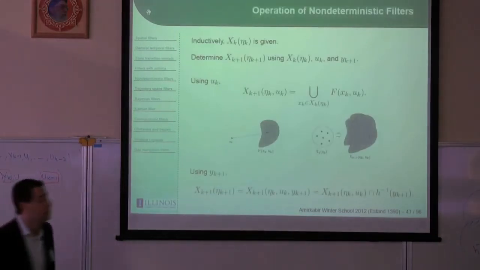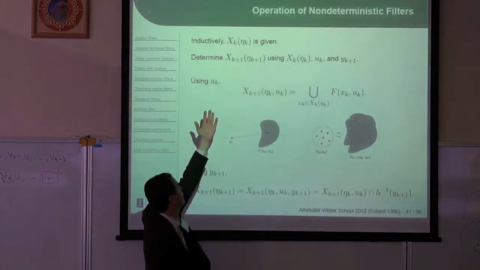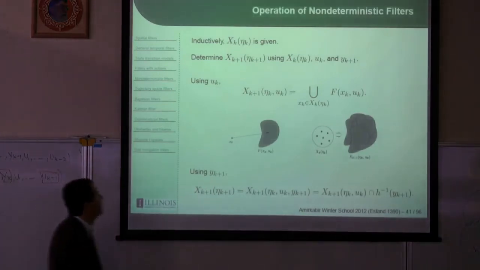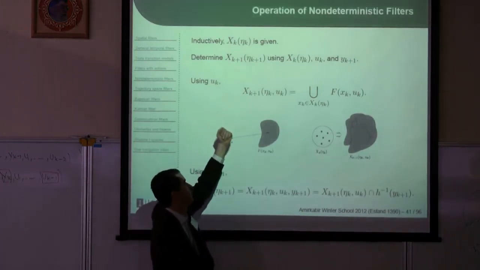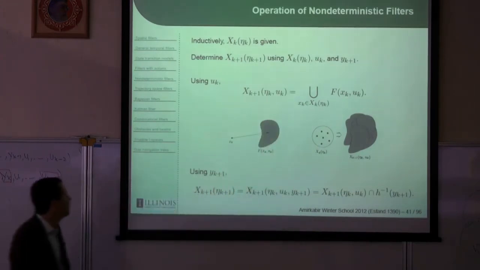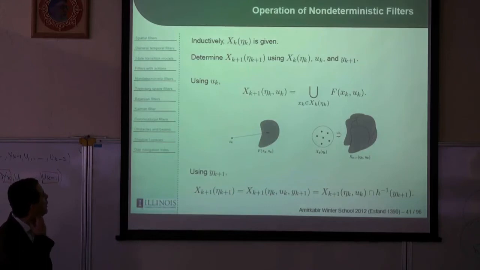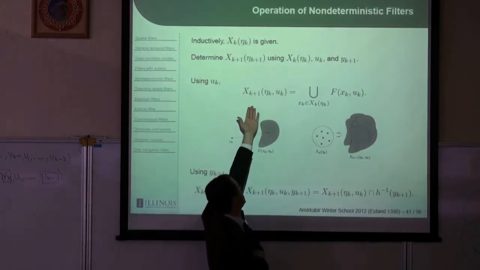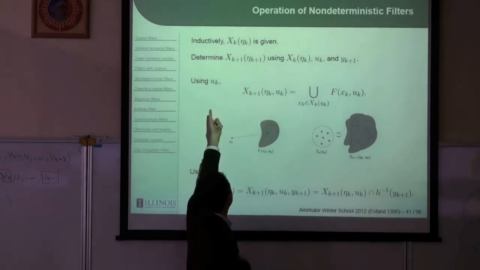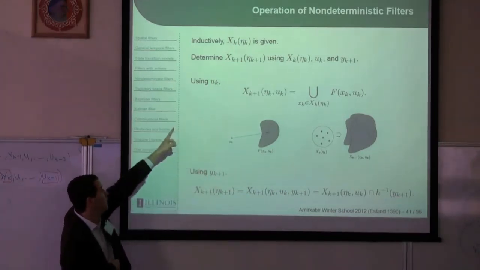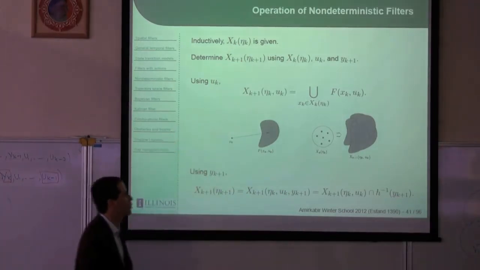Here's the idea. Given xk, eta sub k, so assume that that's given, I need to determine xk plus 1, eta k plus 1 using these three pieces of information, just as I said. So how do I do that? Well, the first thing I do is look at xk plus 1, eta sub k. I'm going to formulate this. First I take into account uk. Then I'm going to take into account yk plus 1. So if I take into account uk, here's what I get.